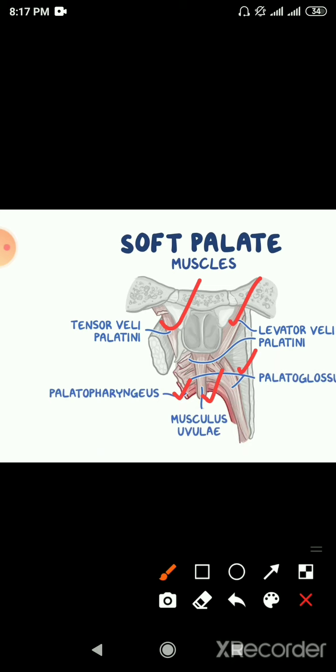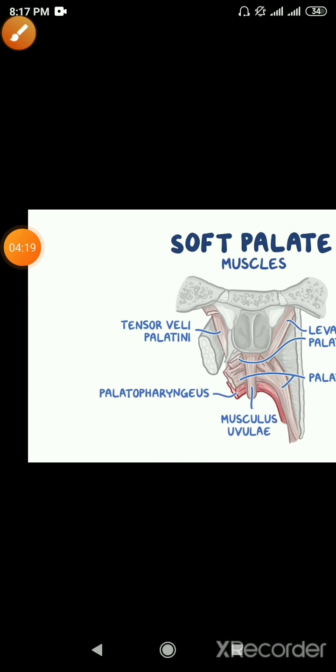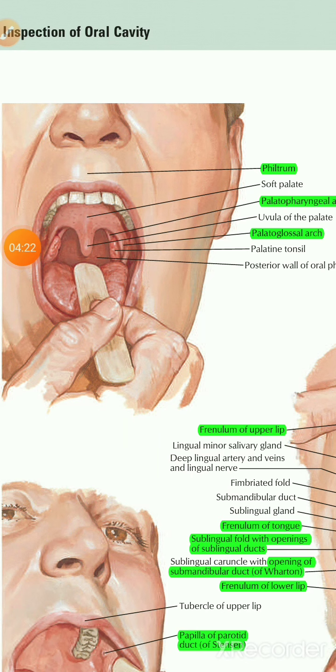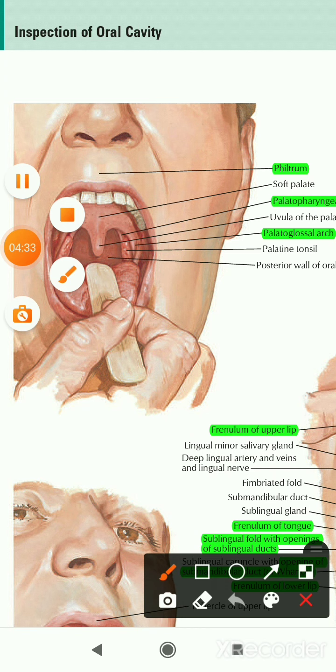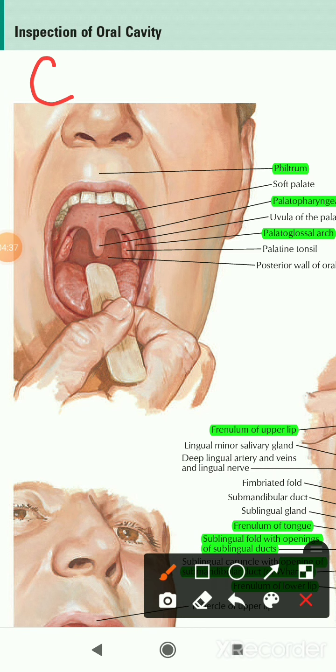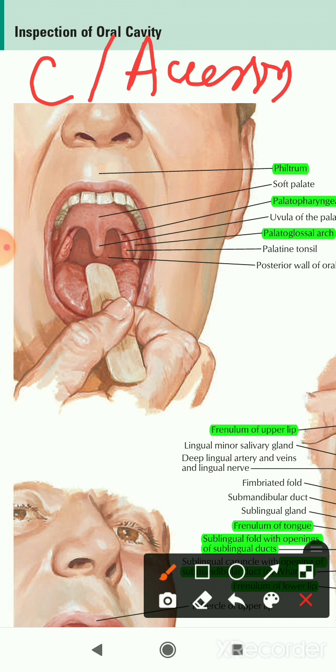Now come to the nerves and vessels. What is the nerve supply of the soft palate? All the muscles of the soft palate are supplied by the cranial part of the accessory nerve, except a muscle, that is the tensor veli palatini. This is supplied by the trunk of the mandibular nerve.